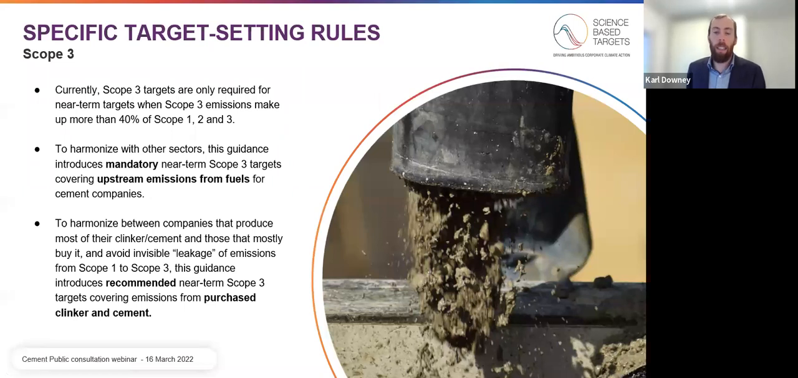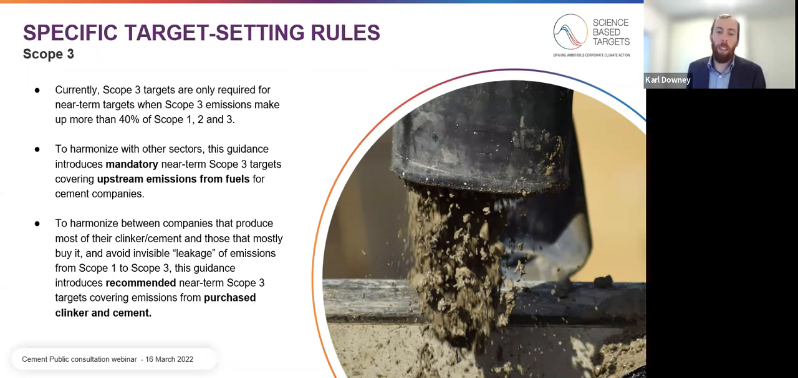Another point in the guidance where we modify current rules or practice is to do with Scope 3 emissions. So many of you might know that for near-term targets right now, our guidance is that Scope 3 targets are not required if those emissions make up less than 40% of total Scope 1, 2, and 3 emissions for the company. And that happens to often be the case for the cement industry, where Scope 1 and 2 is the largest part of emissions. However, we're making two changes to this.